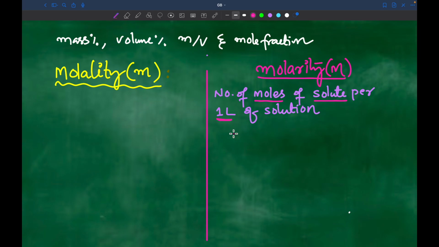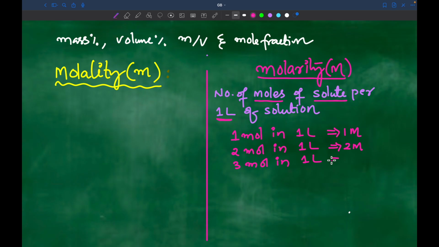For example, if 1 mole is in 1 liter, then its molarity is 1 molar. If 2 moles are in 1 liter, its molarity is 2 M. If 3 moles are in 1 liter, it will be 3 molar.